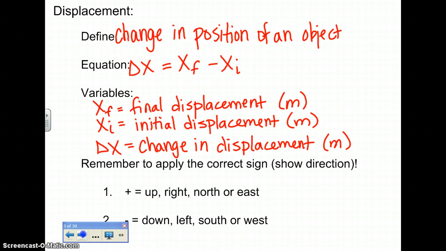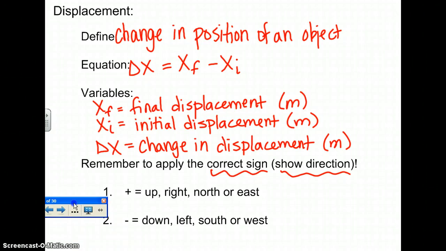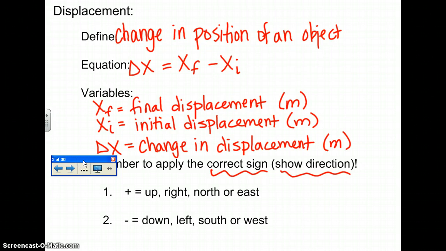Remember to apply the correct sign. When we say correct sign, we mean show direction. So very, very basically, if you have a positive displacement, then you're either moving up, right, north, or east. If you have a negative displacement, you're either moving down, left, south, or west.